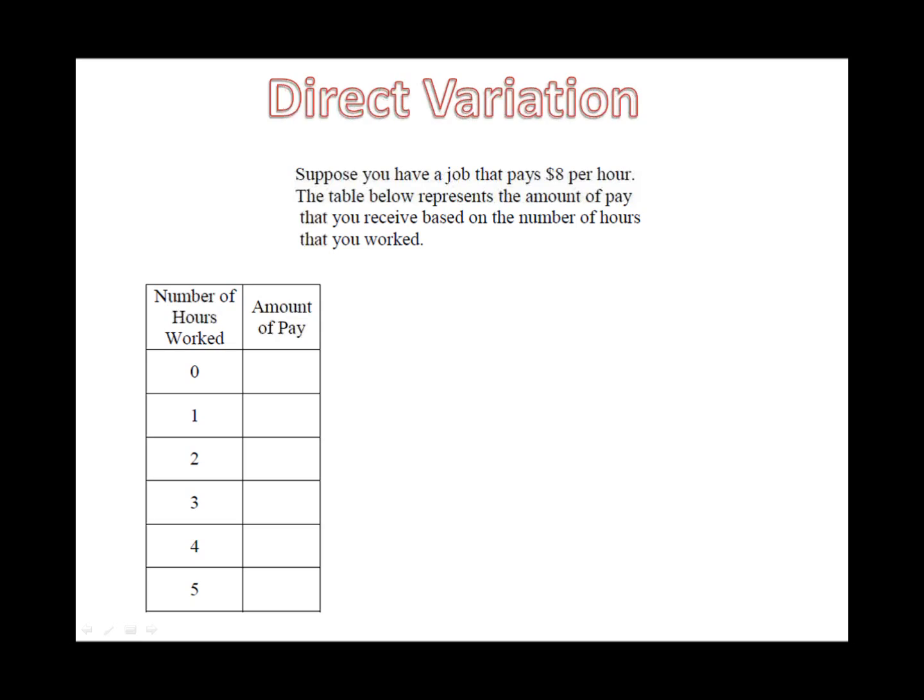Let's suppose you got your first job. You make $8 per hour. We're going to create a table that shows the amount of pay that we'll make based on the number of hours that we work. If we work 0 hours, we don't get any money at all. If we work 1 hour, we get $8. 2 hours, $16. 3 hours, $24. 4 hours, $32. 5 hours, $40. And each hour we work, we get $8 more.